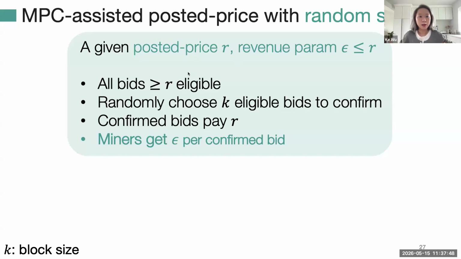So now in this mechanism, again, let's say K is the block size. All bids at least the posted price are treated eligible. And we just randomly pick K eligible bids to confirm. Each confirmed bid pays R, and the miners jointly get epsilon per confirmed bid. So this is why we have this revenue parameter. And all the miners running that multi-party computation are going to split this joint revenue. Pretty simple, right? Now let me briefly describe why it achieves all desired properties.